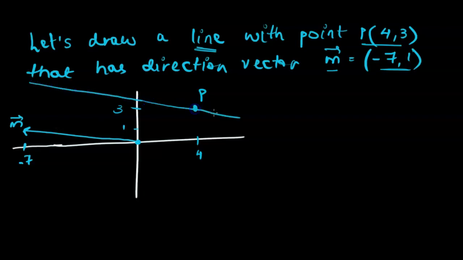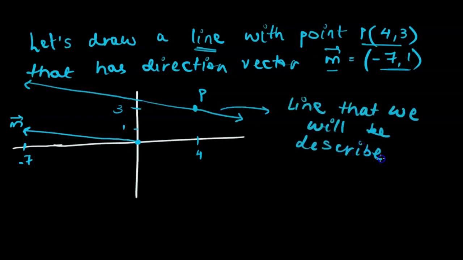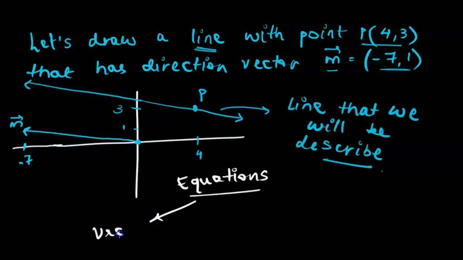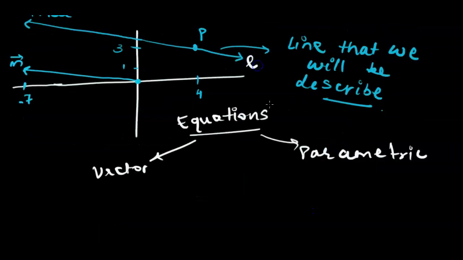You can use a ruler. So this is the line that you are going to be writing the equation for, or this is the line that we are going to be describing. And how do we describe lines? By writing their equations. We can write down two equations of this line. One can be written in vector form and one can be written in parametric form. Let's call this line L. So we're writing the equation of line L.